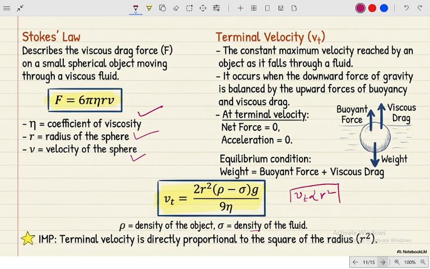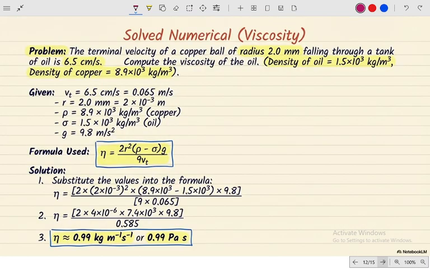This is very much important in case of terminal velocity, right? Now we learn other important things. We are going to solve a numerical example on viscosity. How are we solving? You see this problem.